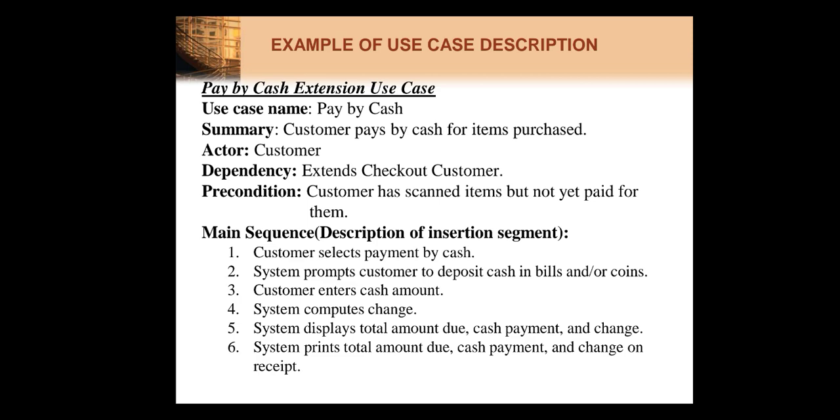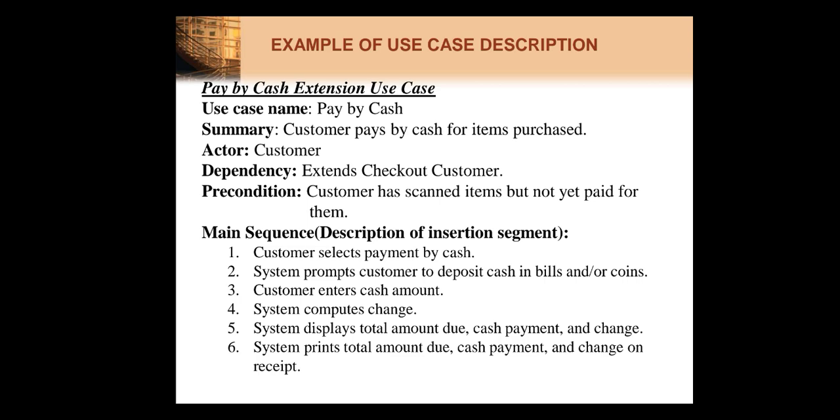Now, dependency. Look here: in the extension use case we describe the dependency parameter, not in the base use case, whereas in the inclusion use case we define the dependency parameter in the base use case, not in the inclusion use case, right? The extension use case is dependent on the base use case, so the dependency parameter is specified in the extension use case. Here we are saying it is dependent on checkout customer, that is our base use case. Precondition: the customer has scanned items but has not paid yet.